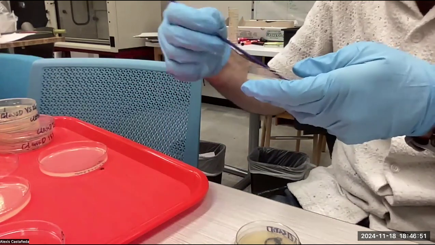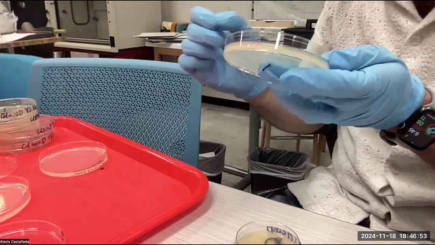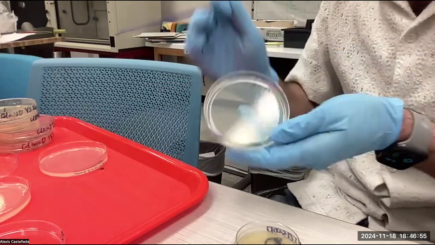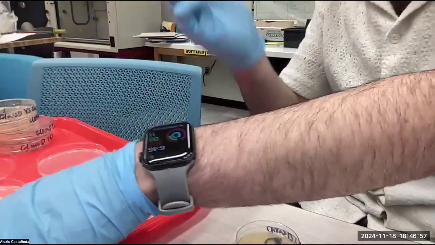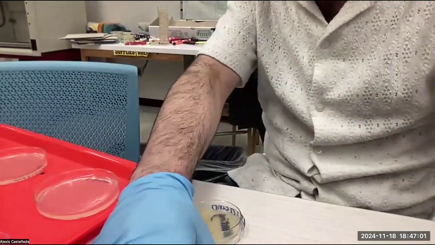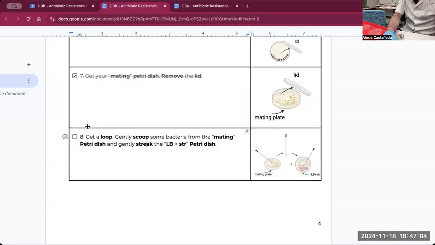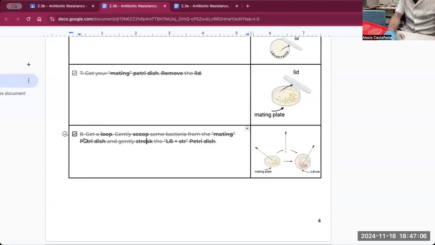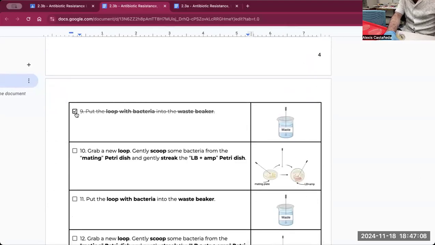So let's make sure that's nice and mixed. Mix it up really nice. Okay. Every time we use one of these, we're going to put it in the waste. I'm going to put this in the waste. Let's look back here, make sure we're following our procedure. All right, so we streak the plate, we put the loop into the waste container.